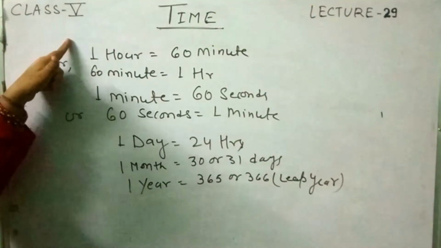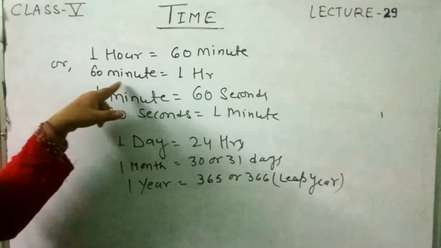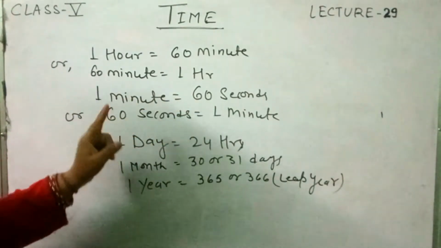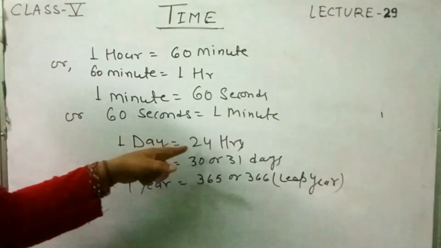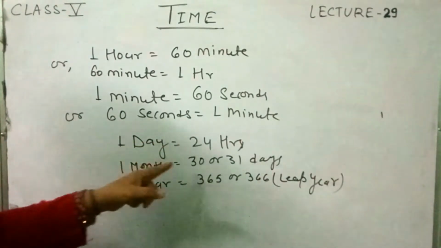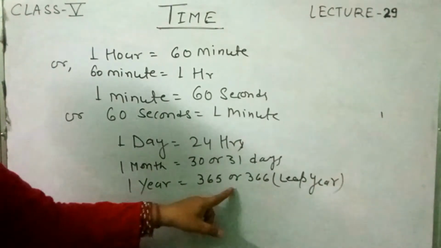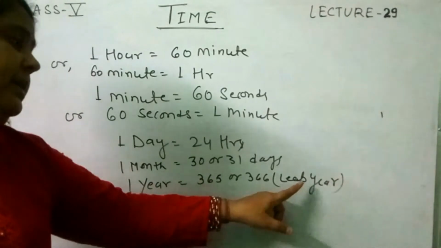We remember 1 hour is 60 minutes. You say 60 minutes is equal to 1 hour. 1 minute is 60 seconds. 60 seconds is equal to 1 minute. 1 day is equal to 24 hours. 1 month is 30 or 31 days. 1 year is 365 or 366 when the year is a leap year.